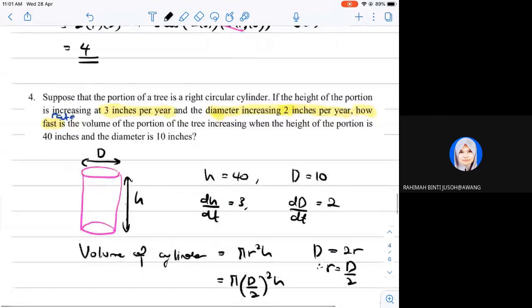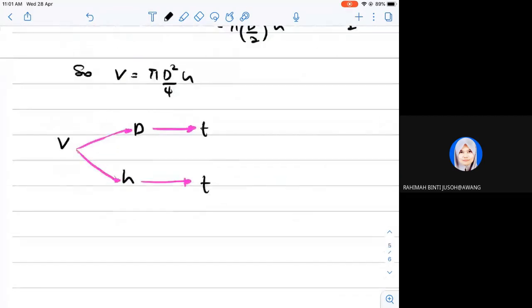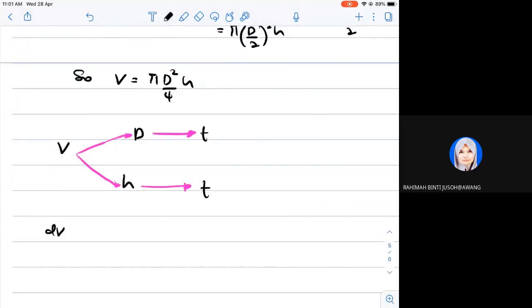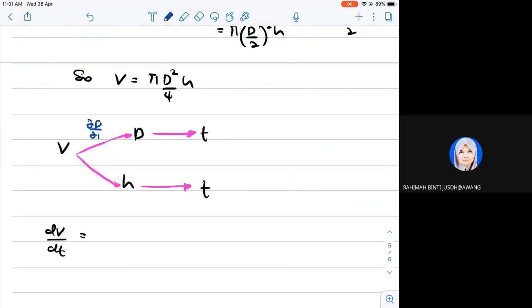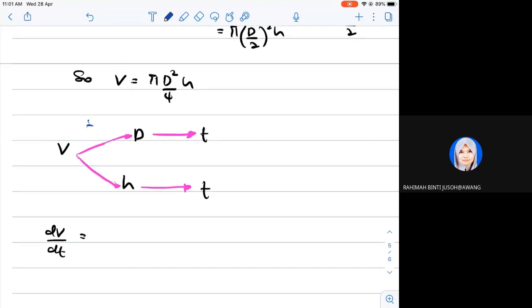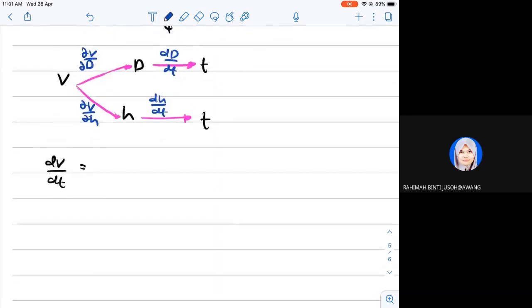Okay, so now the question asks you to find how fast, the rate of the volume. So rate of volume means dV over dt equals to, del V over del D multiply with dD over dt, plus del V over del H multiply with dH over dt.